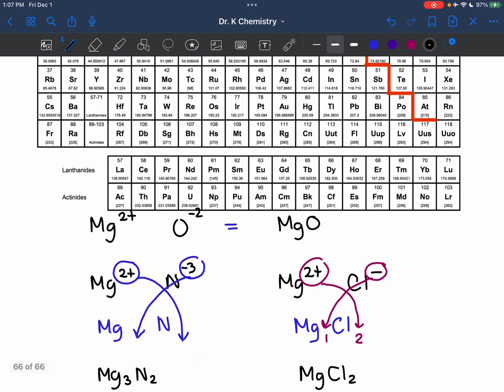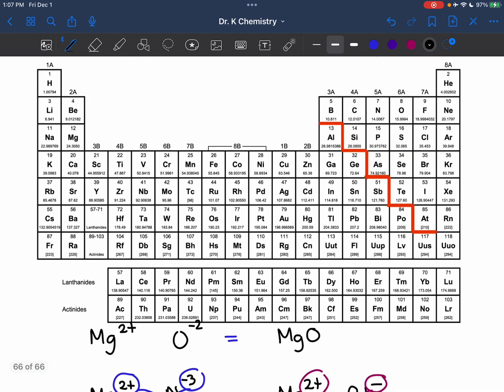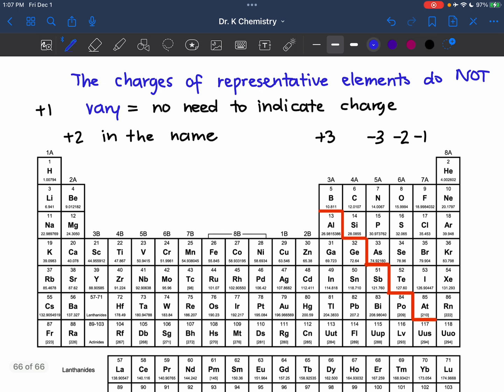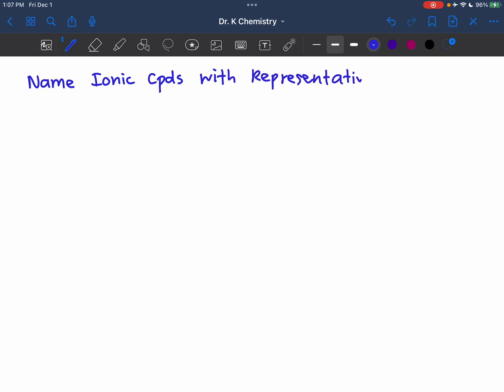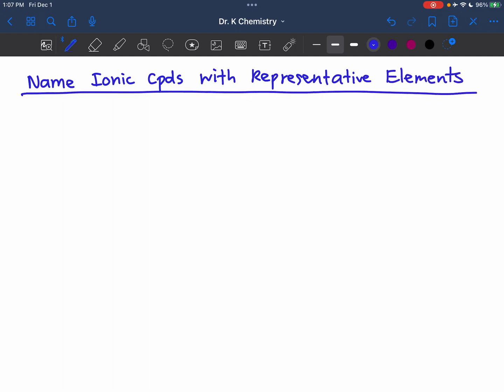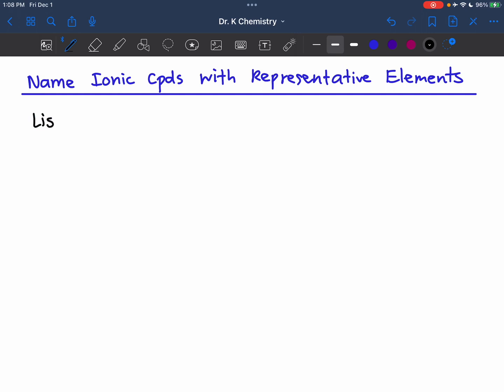And that's about it. So that's a basic review of how to generate a formula. Now that we know that, let's get into our inorganic naming rules. So we're going to name inorganic, or let's be more specific, ionic compounds with representative elements. And that's important because we said the representative elements, the charges are not going to vary, so we don't need to indicate that in the compound name. So we're always going to list the cation first, then the anion.